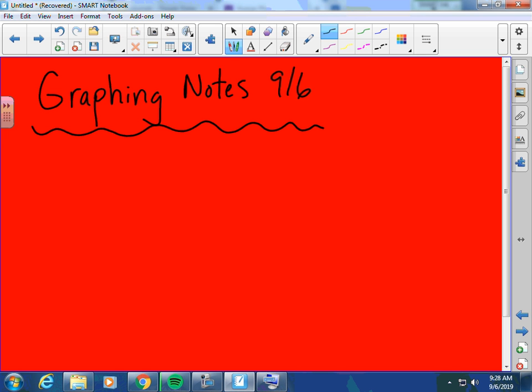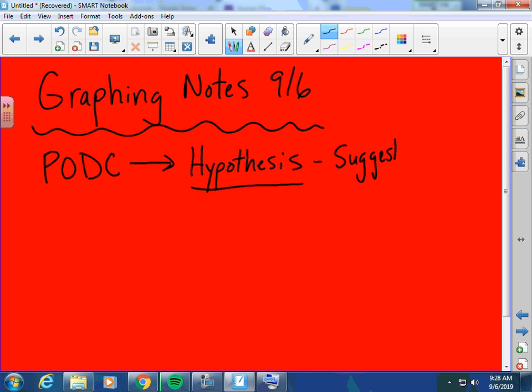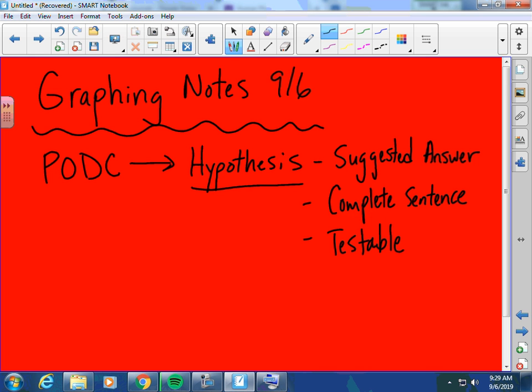So what we've kind of been going over is Pod C, and a lot of times what this could be used for is really just getting us to the hypothesis phase. Which, remember, the hypothesis is a suggested answer. We want to use complete sentences on that. And we want it to be testable. Something we can test to see if it's right or wrong. All right?